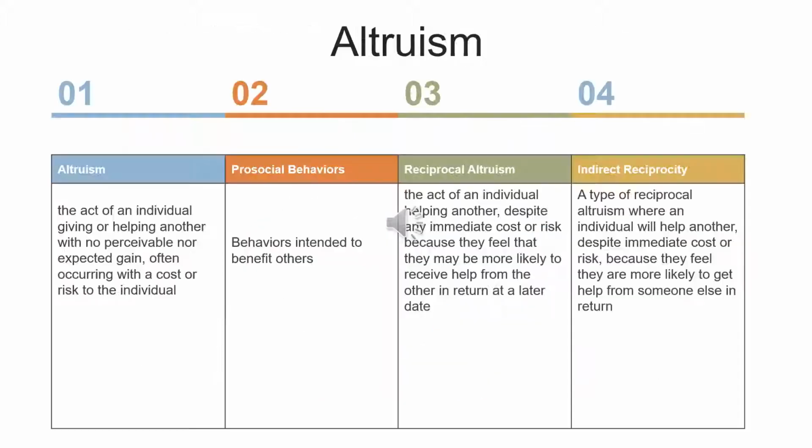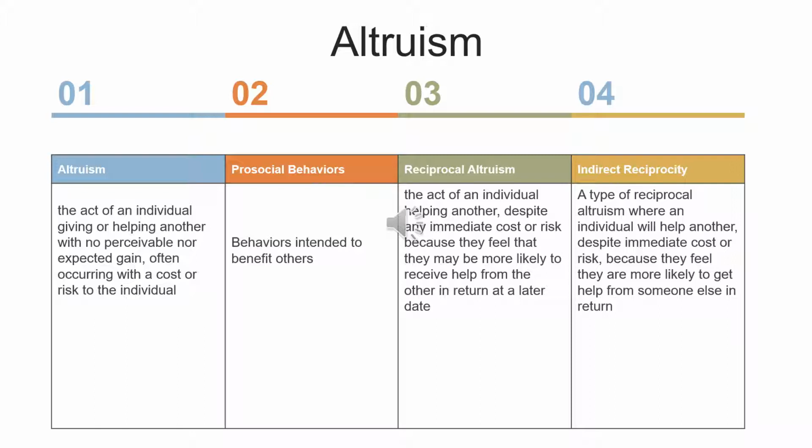So we talked a little bit about social exchange theory and how that's a very transactional way to view relationships that is very tit for tat. Now let's talk about altruism. It's a little bit different. It's the act of an individual giving or helping another person with no perceivable or expected gain. And this can often occur with a cost or at the risk of the individual. Let's break down some of the different definitions or reasons why one would do altruistic acts.